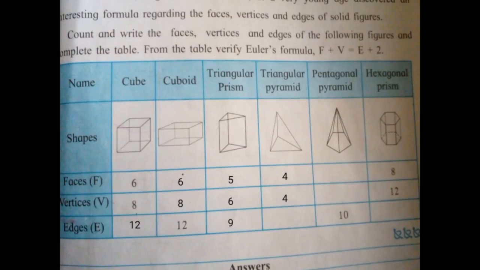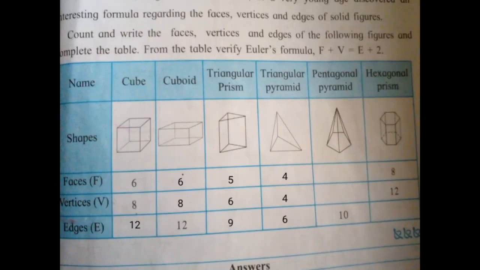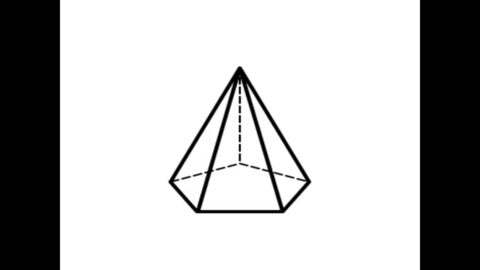Count the edges of triangular pyramid. Segment WX, segment XY, segment YZ, segment ZW, segment WY and segment XZ. Altogether there are 6 edges of triangular pyramid. Next, pentagonal pyramid. Count the number of faces, vertices and edges of pentagonal pyramid. This is the pentagonal pyramid.